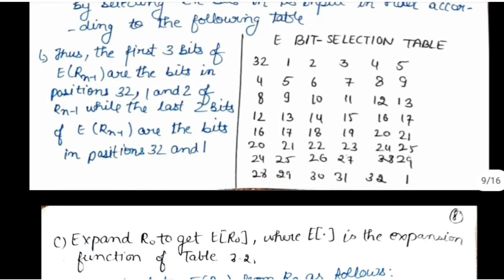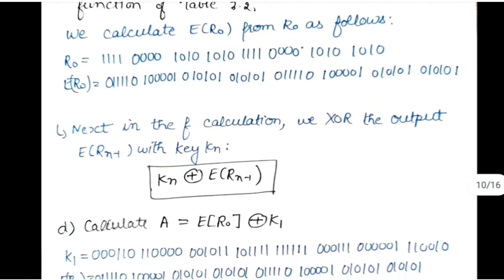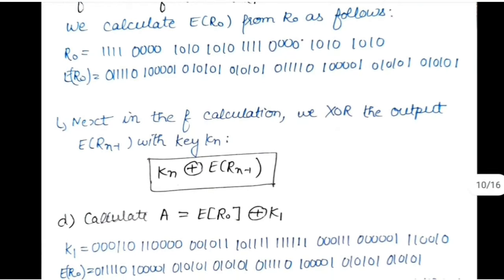This is how we are going to do it. We will put the 32nd bit here, and then we will calculate 1, 2, 3, and similarly we are just going to expand these 4s to the 6 values. And next in the F calculation, we XOR the output of Rn minus 1 with key Kn.